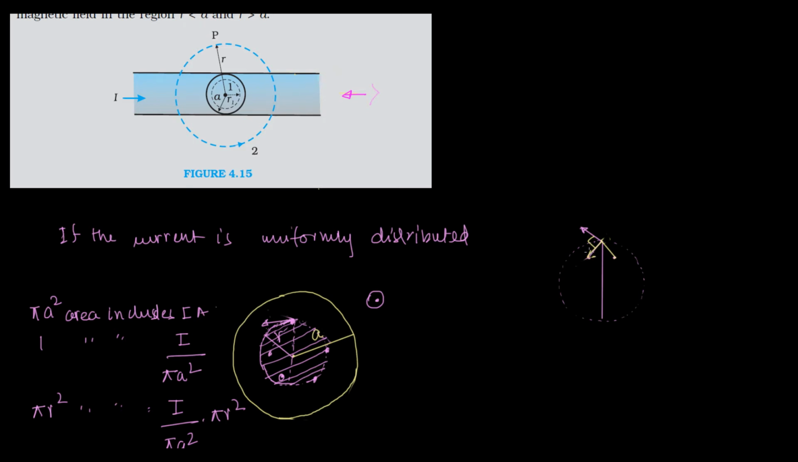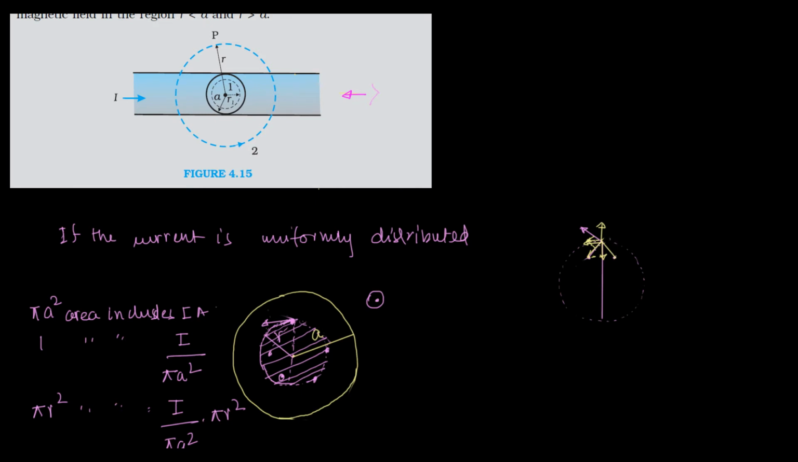So what happens? Their vertical components. The vertical component is like that. The vertical component here is like this. The vertical components will cancel while the horizontal components will add up. You see that? So the net thing will be tangential. You see that?